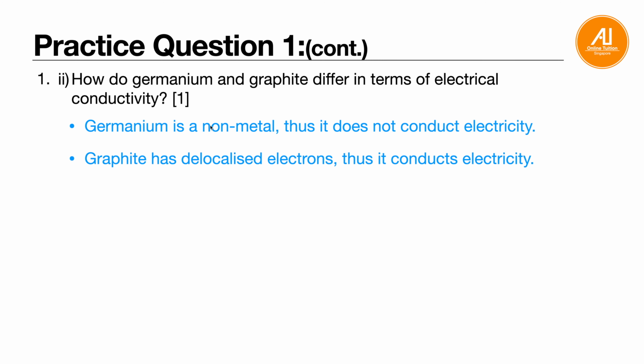So germanium is a non-metal. So with that knowledge, you know that it does not conduct electricity. But graphite, it can conduct electricity. Why? Because it has delocalized electrons. So these electrons will help to conduct electricity for graphite.